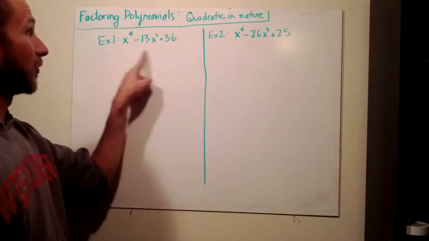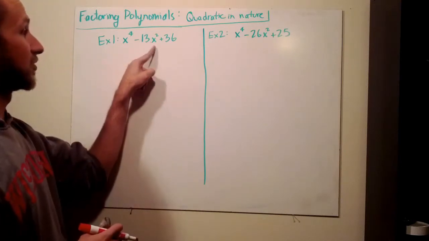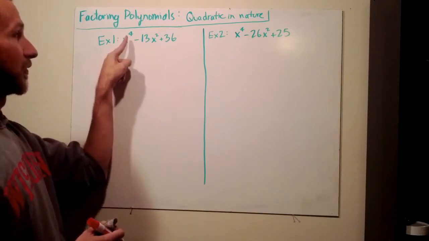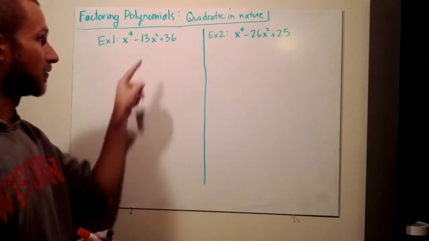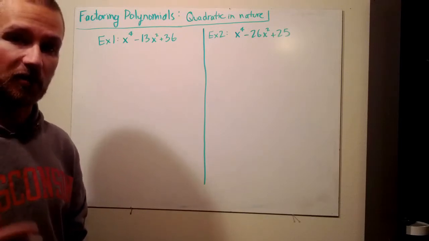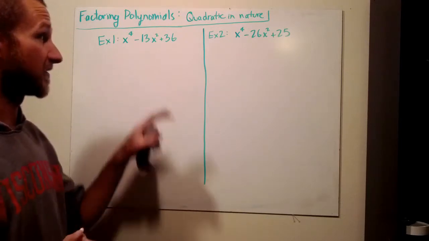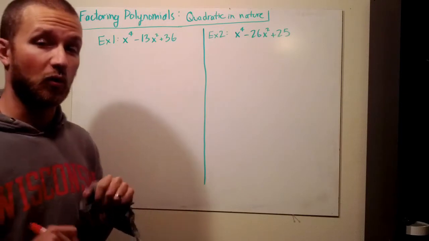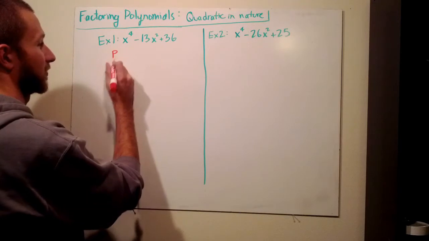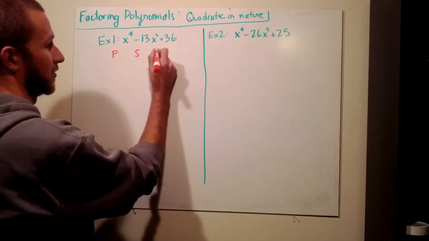If we have a trinomial, and we look at the two variables and their exponents, and the leading one, exponent 4, is double the middle one, 2, that tells us we may be able to factor this like a quadratic. So we'll try this out with two different examples. All right, with the quadratic, we would do the product-sum. So here, our product, our sum, and our numbers.